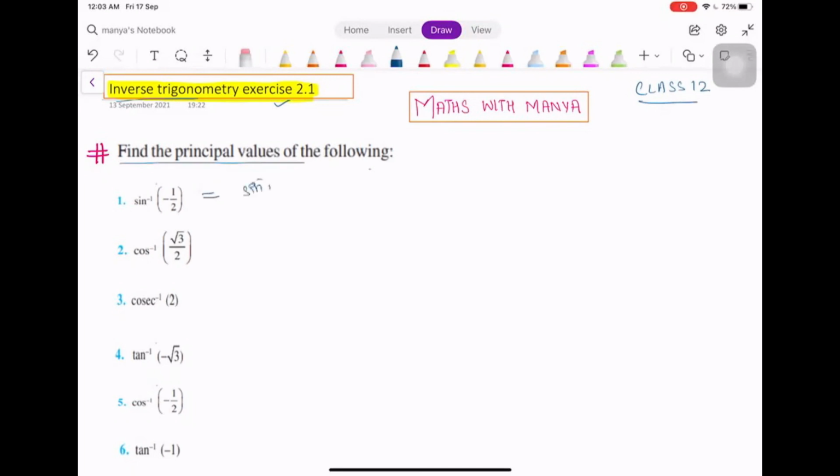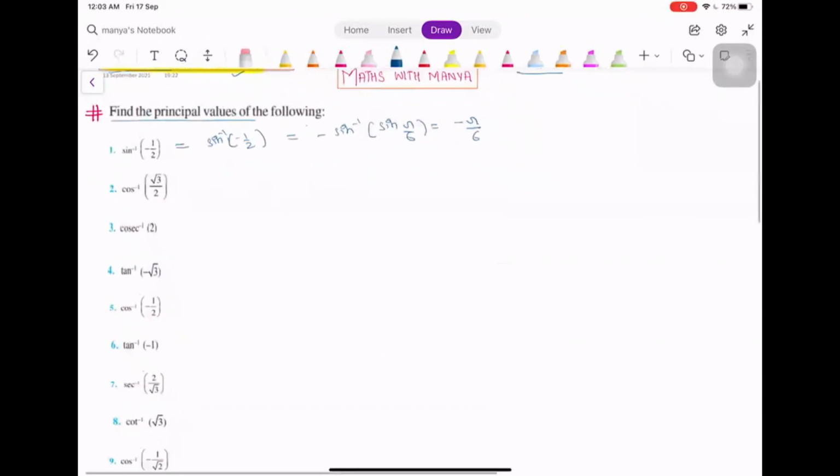Sine inverse minus half would be equal to minus sine inverse sine pi by 6. So the answer would be minus pi by 6. You should remember that if a minus sign is inside sine inverse theta, then it would come out as minus sine inverse sine theta, whatever theta is. That means the minus sign will come outside. That's the point that I want to explain to you.